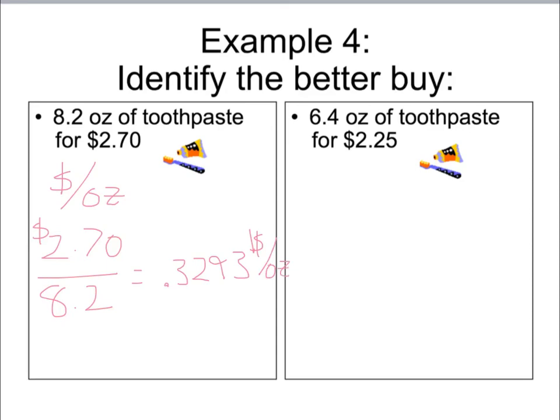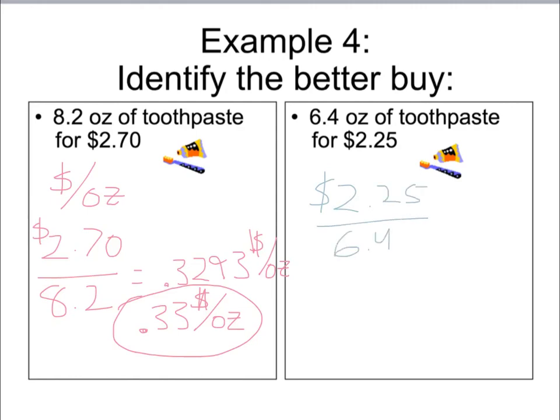And money wise, this doesn't make sense, so we would probably say it's $0.33 per ounce, which hopefully you understand by looking at that number that is 33 cents. $0.33 is 33 cents per ounce. Looking at our next one, we would set it up in the same way, except we would take the numbers given in this problem. We would do $2.25 and divide that by the 6.4 ounces.